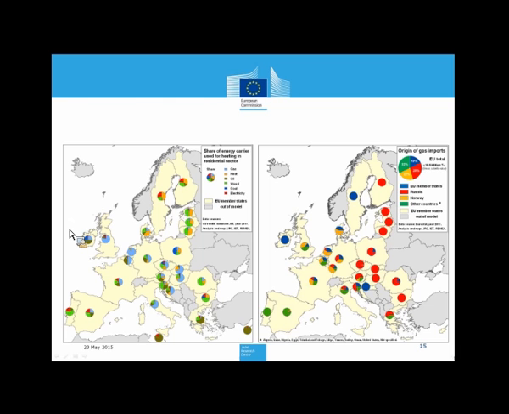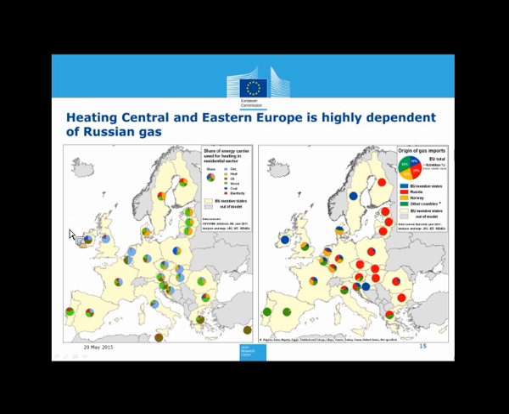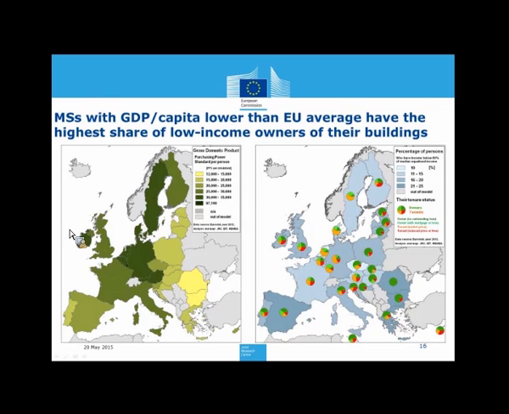And you compare this to the blue part of the first map, and you see that some of the countries using gas for heating are highly dependent on Russian gas. So renovation, energy innovation of the building sector will reduce the heating needs. This means that it will reduce the dependency, or the vulnerability of the dependency, of Europe on external gas.